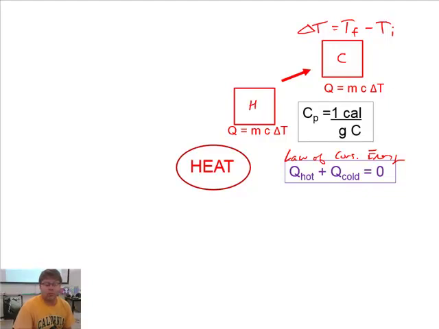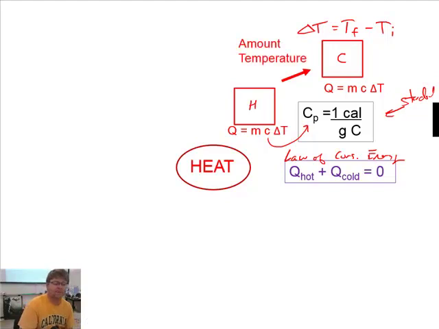In water's case, the specific heat of water, that's often abbreviated Cp here, is in units of calories or joules, but we're going to use calories first. The calorie is the amount of energy that it takes for 1 gram of a substance to change 1 degree Celsius. Now water's value is 1 because water is the standard. So everything else is compared to water using calories.